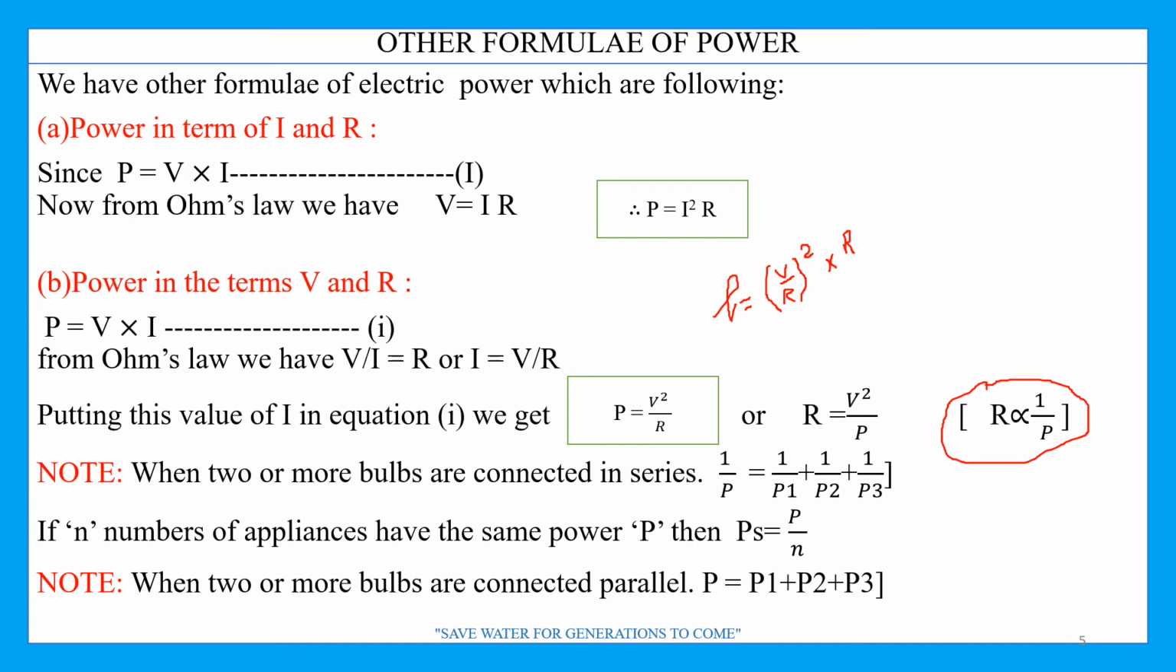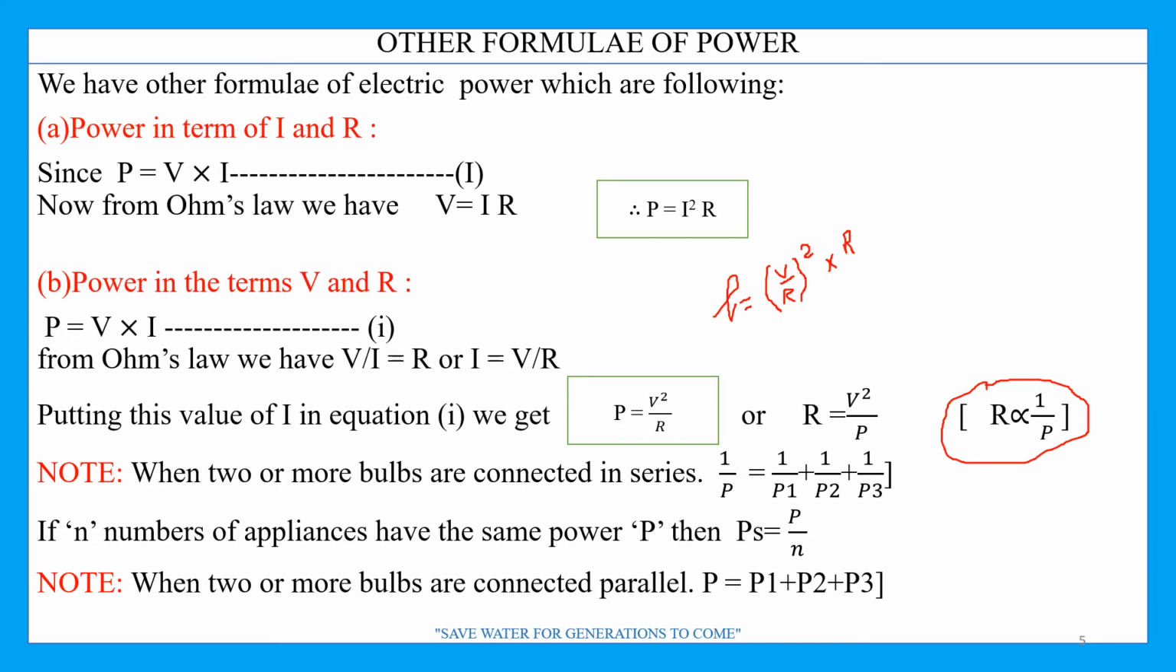Now, when two or more appliances are connected in series, here three appliances of different powers P1, P2 and P3, then their combined power is 1 upon P equals 1 upon P1 plus 1 upon P2 plus 1 upon P3. You should try to solve it. How is this relation there?